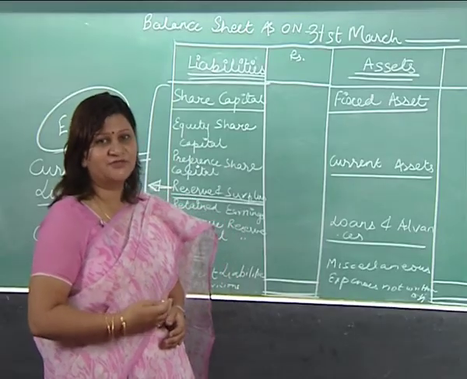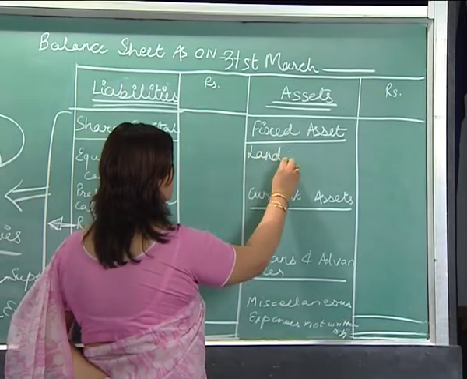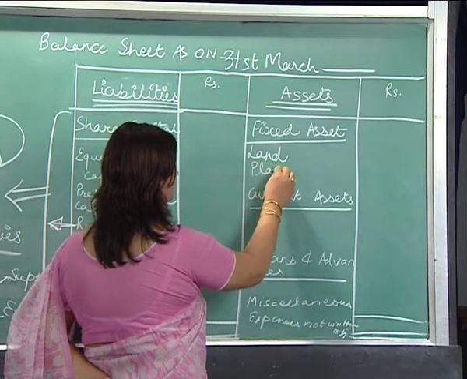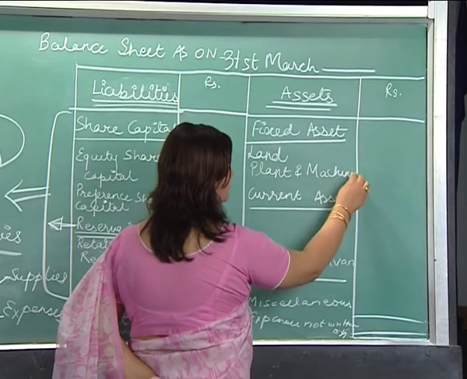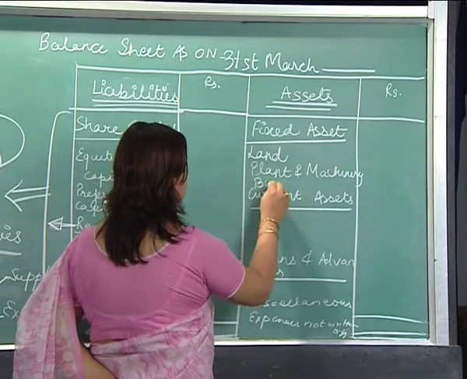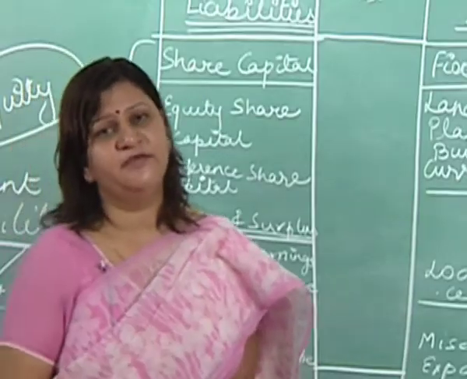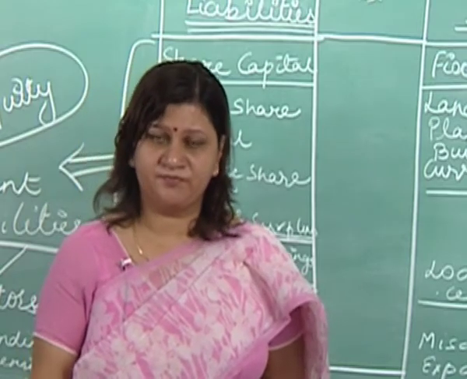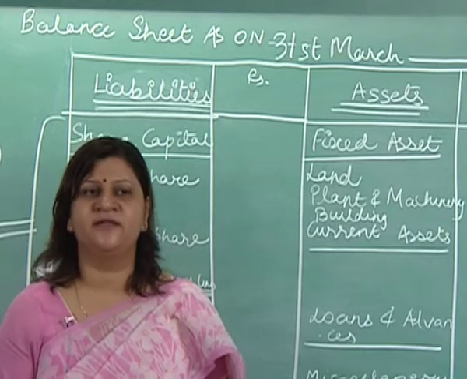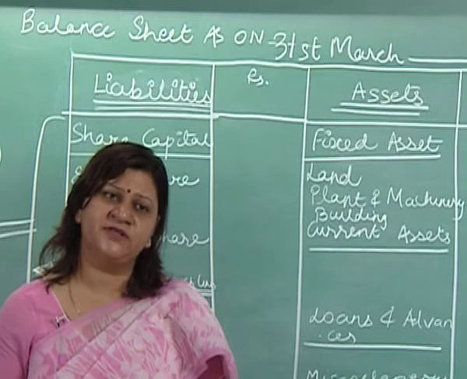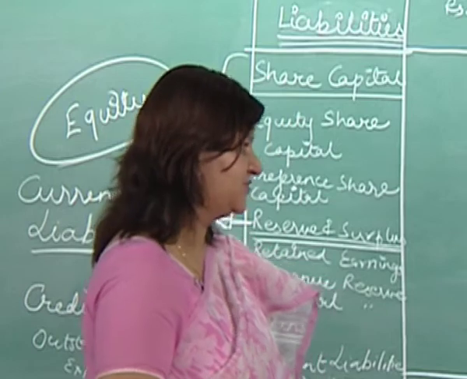So let's see the examples of fixed assets. It shall be land, plant and machinery, building. These are called the fixed assets of any company. They are acquired so that the company can have ownership over them and they can use them for carrying on their production processes. Next one is called the current assets.